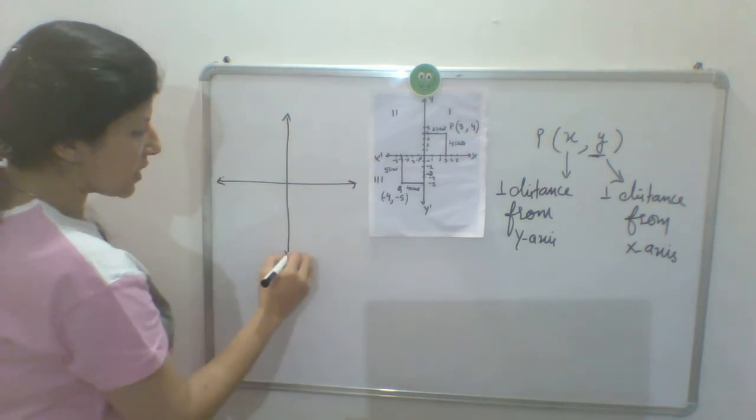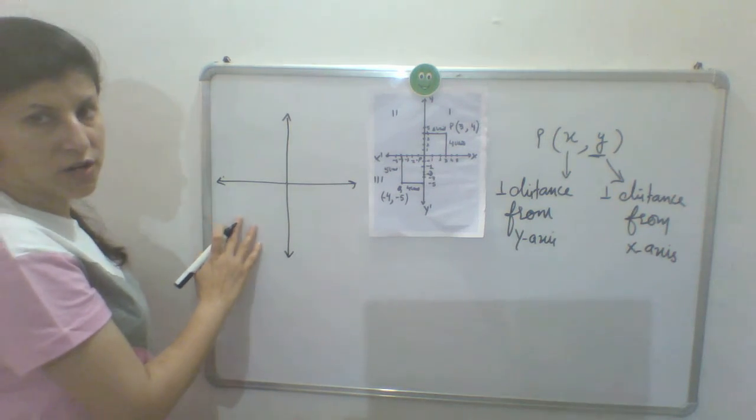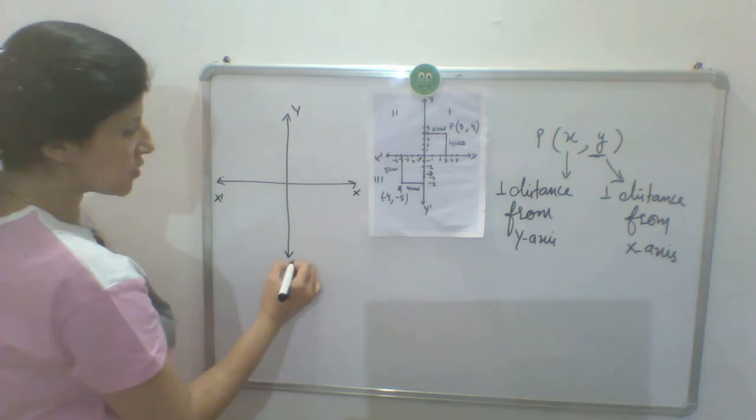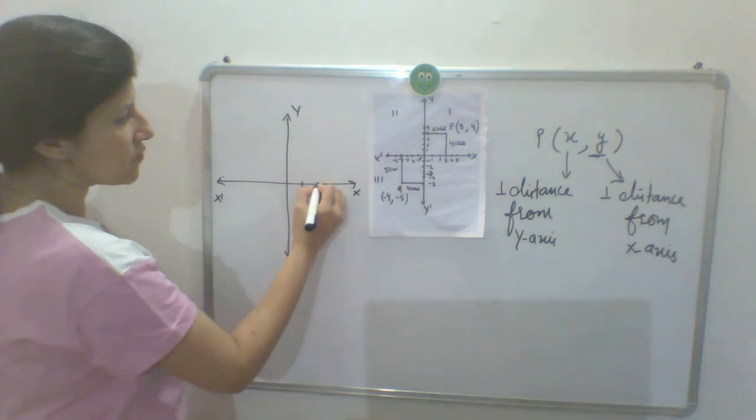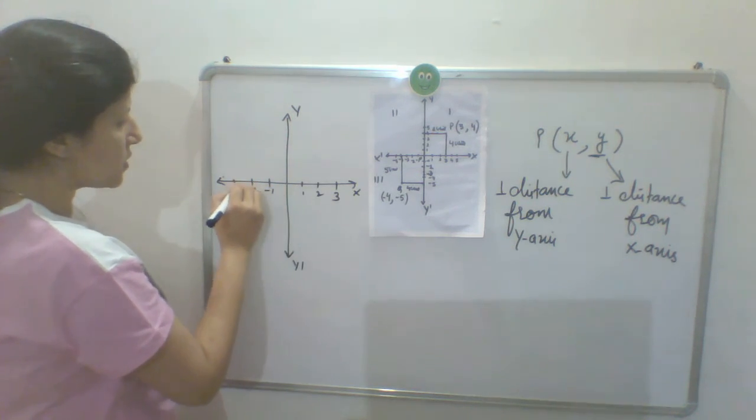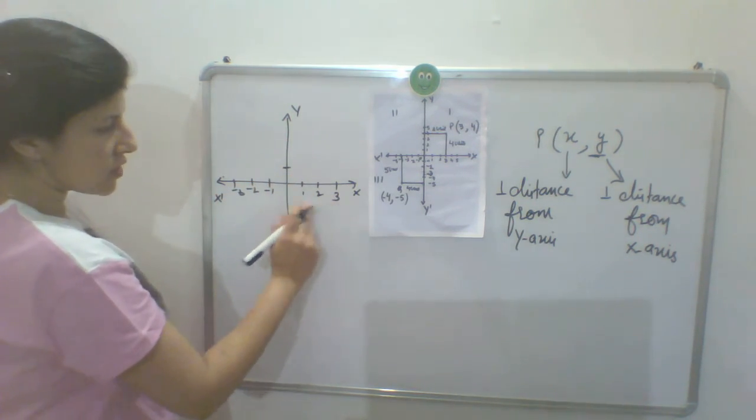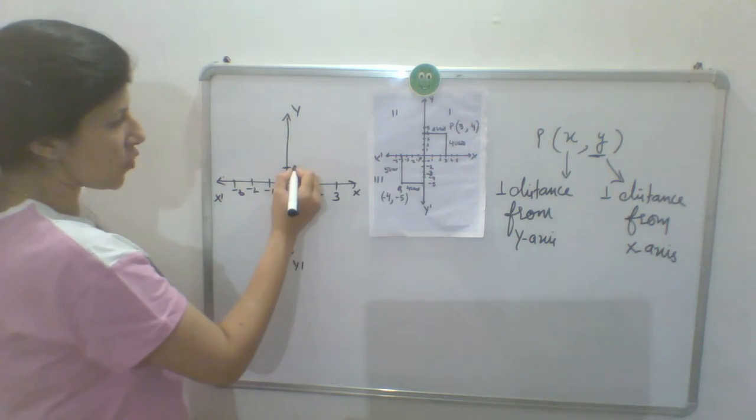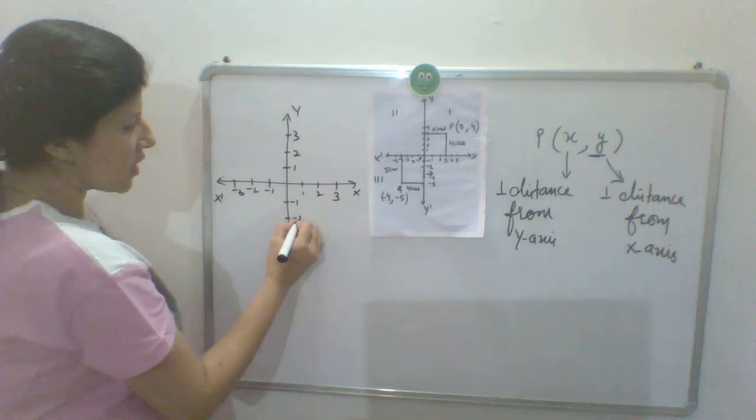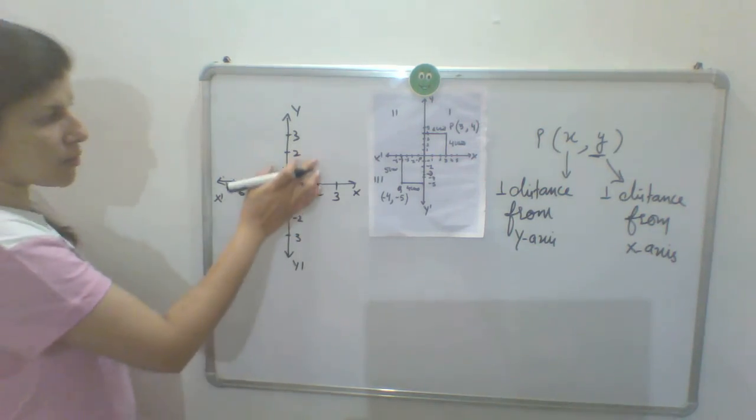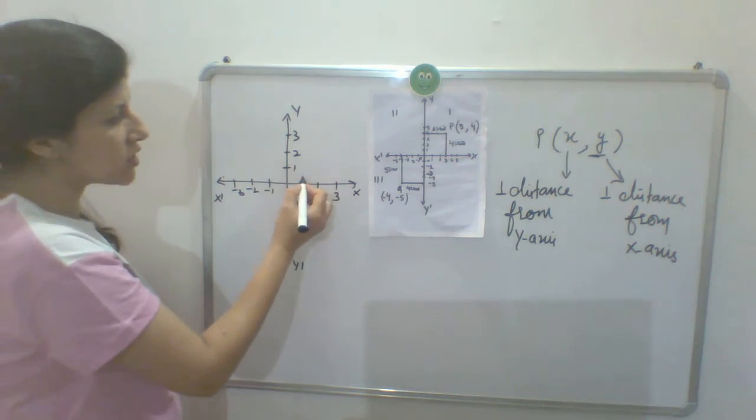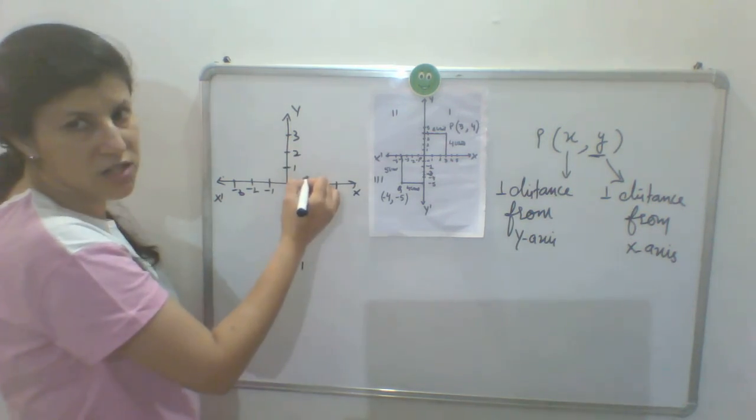As I told you that this is called Cartesian plane or it is called coordinate plane. This is x dash, this is y dash. This is positive side of x axis, this is negative side of x axis. This is positive side of y axis and this is negative side of y axis. Now what about the signs of any point which comes in this first quadrant? As you can see, this is positive x axis and positive y axis.